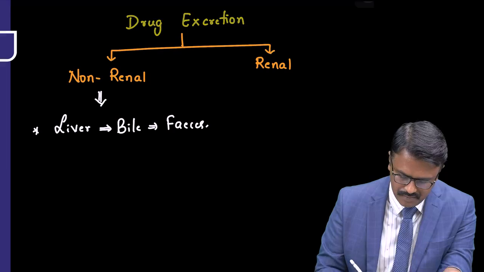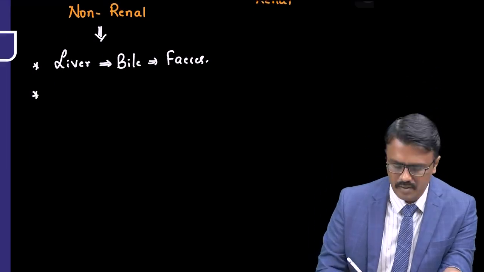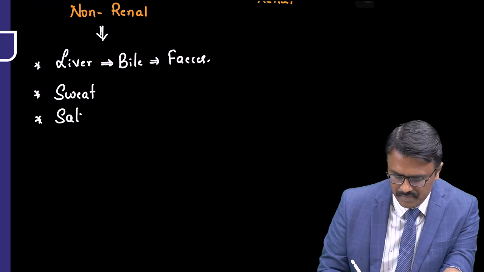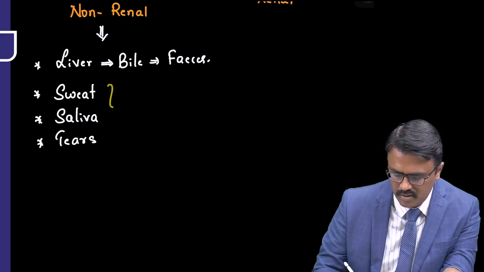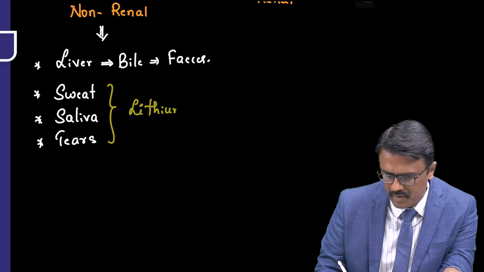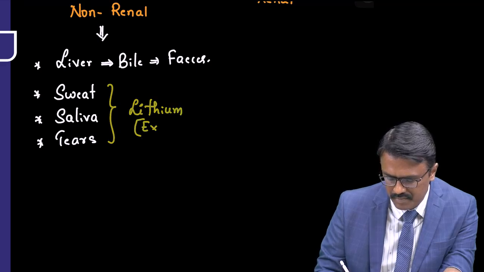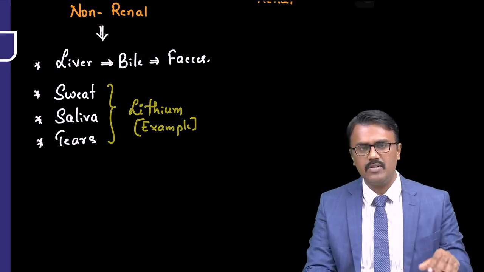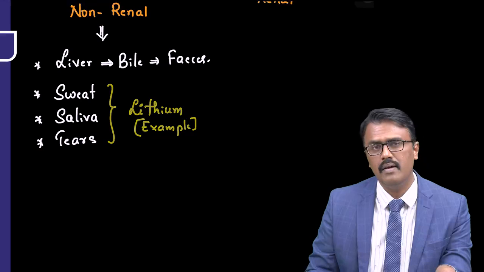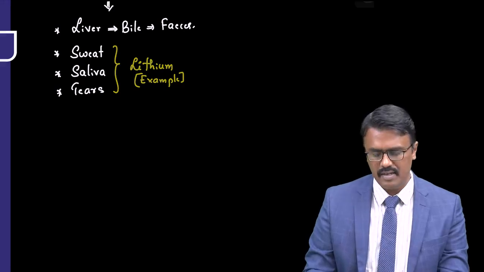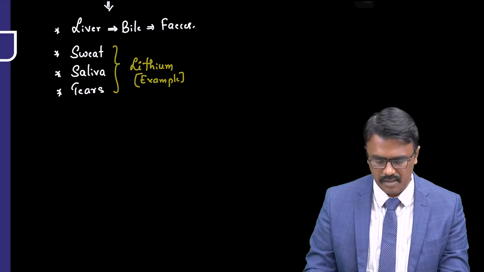Apart from this, the drugs can also be thrown out with the help of sweat, saliva, and tears. So one classical example for the drugs which undergo sweat, saliva, tears elimination is a drug called lithium, because lithium and sodium are like brothers. So wherever sodium goes, lithium also goes. And we use lithium in a condition called mania and bipolar disorder. The drugs are eliminated by liver, bile and feces, sweat, saliva and tears. And the classical example I gave is lithium.